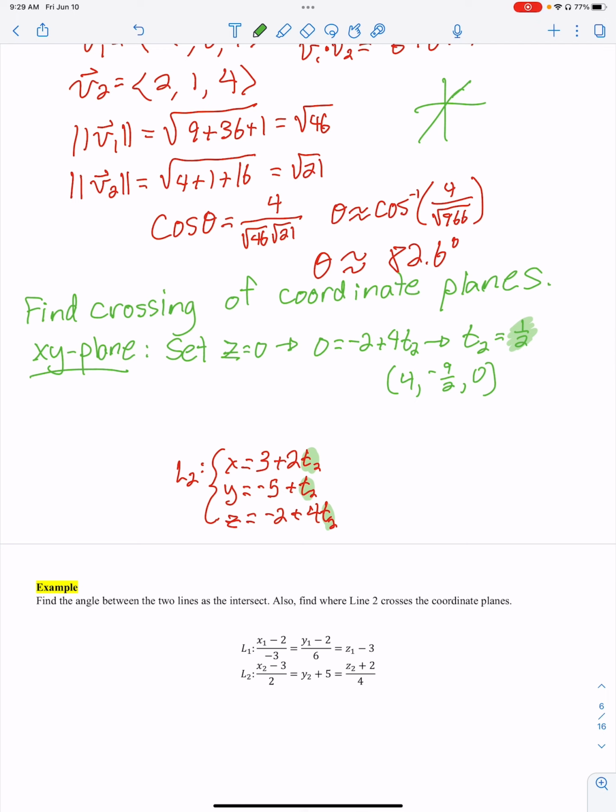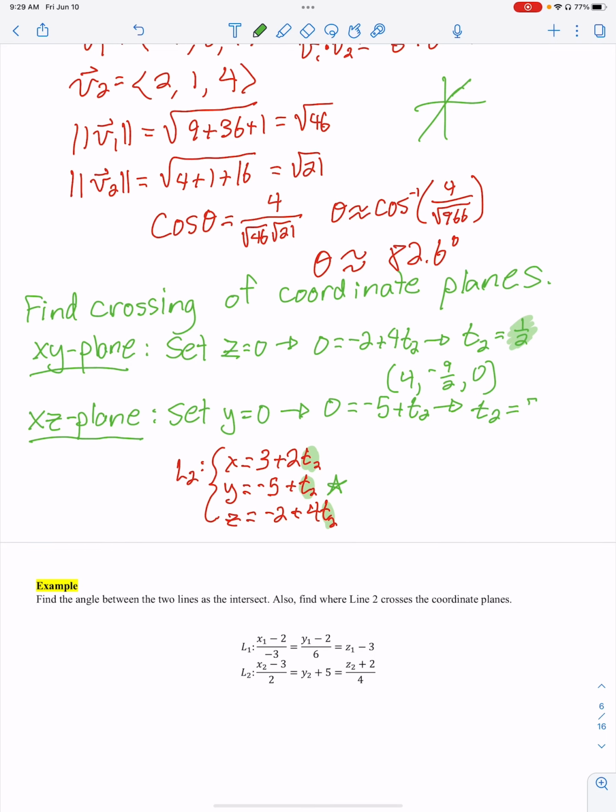I have the XY plane, let's do the XZ plane. Notice if we use the pattern from above, for the XY plane we set Z equal to 0 because Z wasn't there. So here, it makes sense to set Y equal to 0. This is the XZ plane. I take my Y line and set it equal to 0. This tells me t2 is 5. If t2 is 5, then I plug t2 into all those t2s in L2, and that gives me the point 13, 0, 8. I'm going to let you check that by plugging it in.